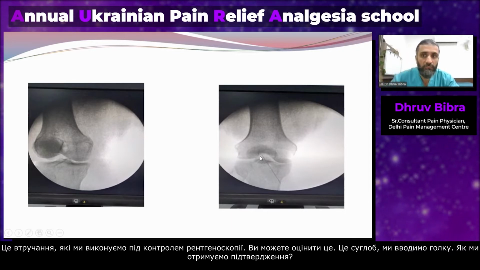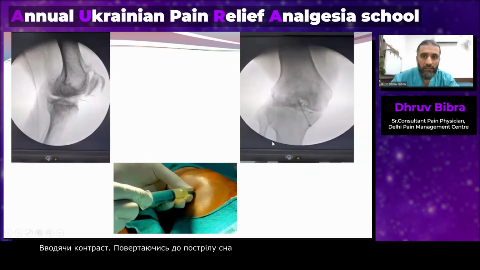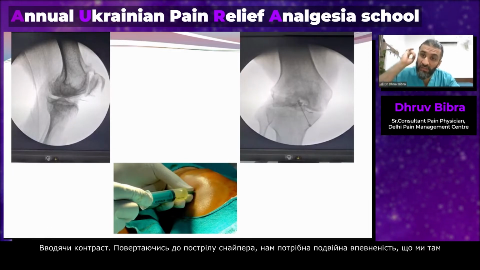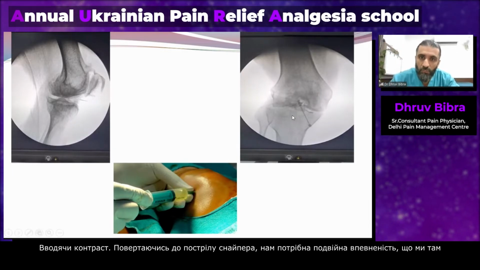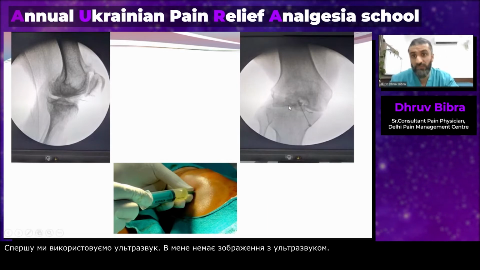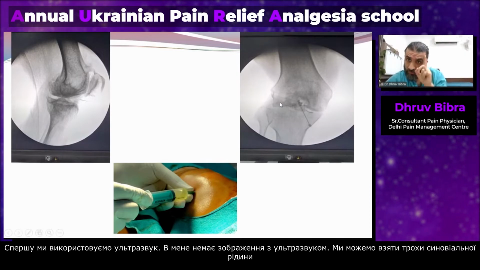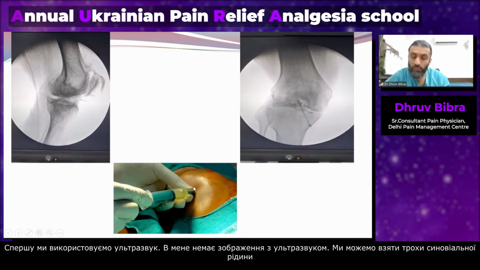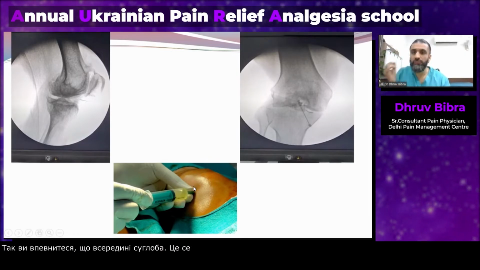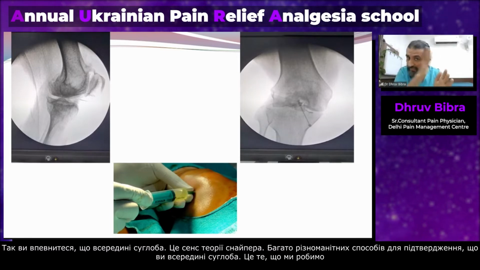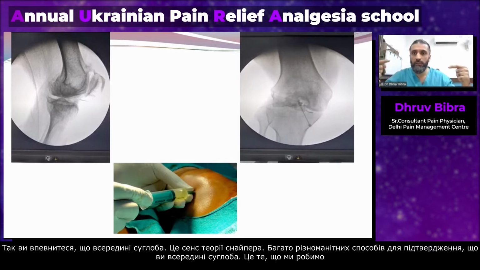And how do we confirm? By putting in the dye. Now, coming back to the sniper shot, we want to be doubly sure that we are in. So how do we do it? Firstly, we do it under image. We can do it under ultrasound also. Sorry, I don't have that image, but you can go under ultrasound, and you can take out some synovial fluid also, so that you are sure that you are inside the joint. So that is what the sniper theory is all about.